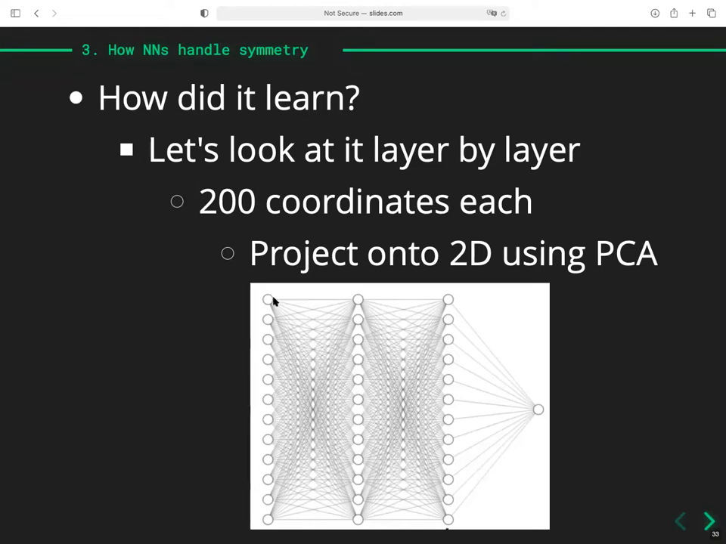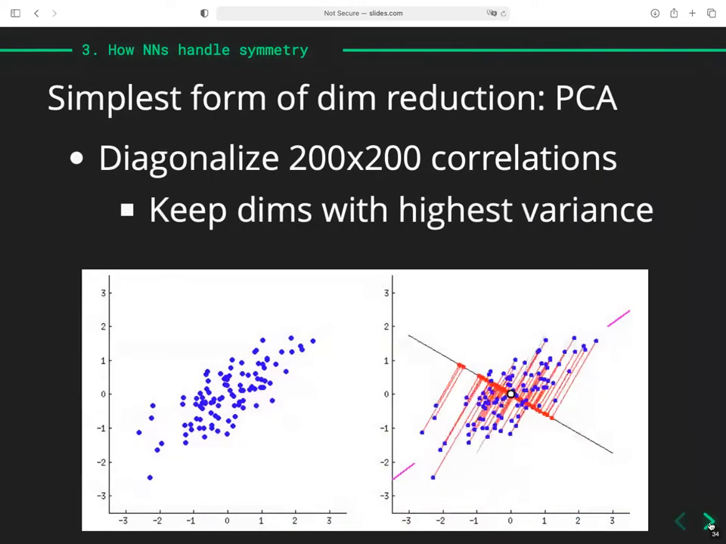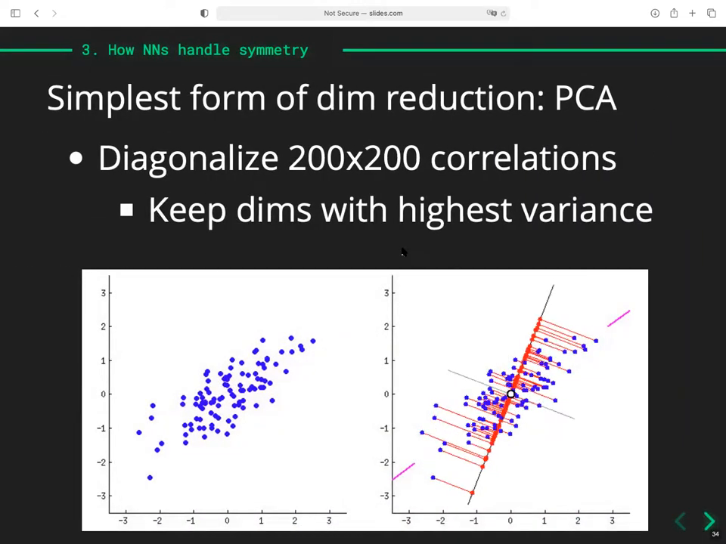So we can look at the values, if you want, the activations of all the neurons in each of the layers. Now that's 200 coordinates. So for each point in the data set, that was in 2D, now it's in 200 dimensions. So we need to project that onto 2 dimensions, and the simplest way is using PCA. So that's principal component analysis. So you take essentially a 200 by 200 correlation matrix, diagonalize that, and you look at the combinations, so linear combinations of the original 200 dimensions.